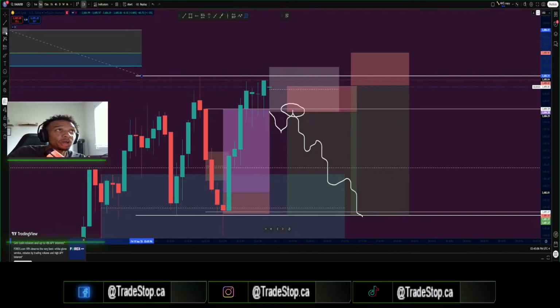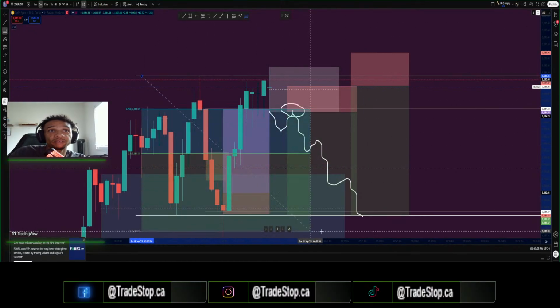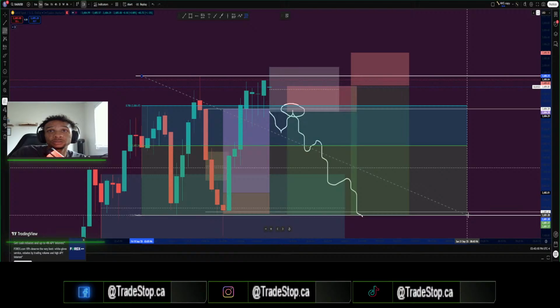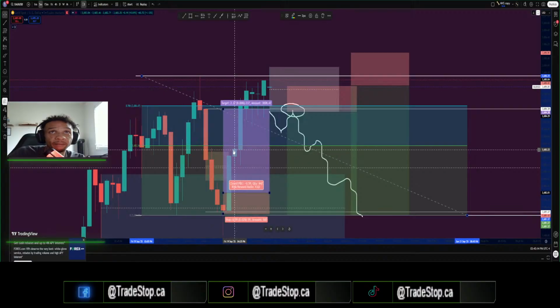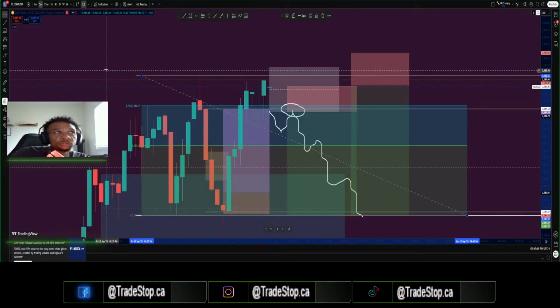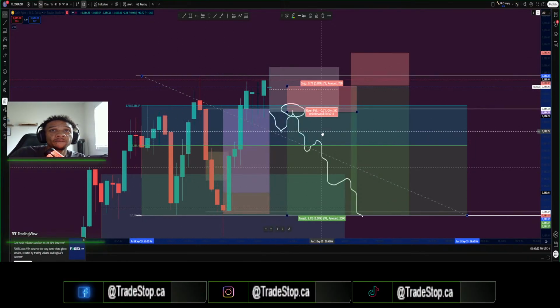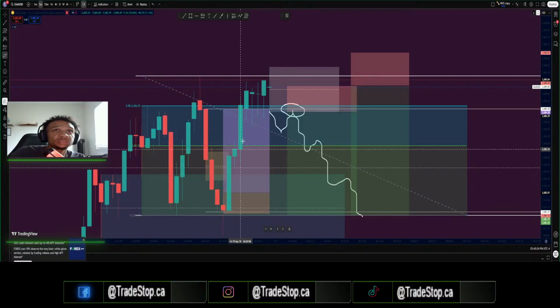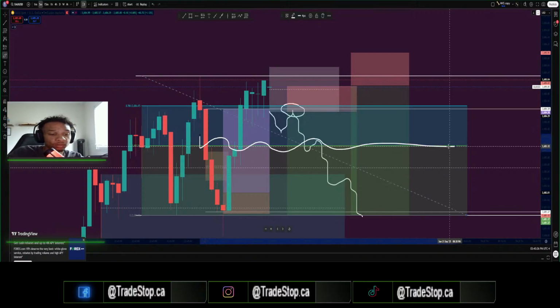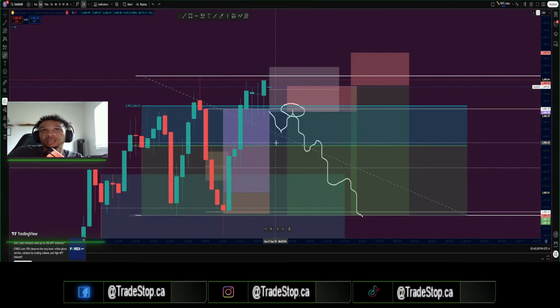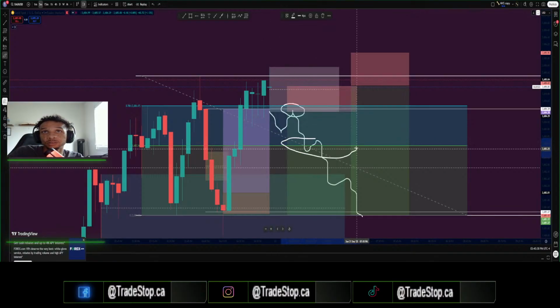You could take your Fibonacci tool and go from the high of the range to the low of the range, and you can get your halfway point of that. You could also just draw a box and then get the middle. Right, that works too. But just halfway, 50%, right? That's where you want to set up your TP1. So TP1 is going to get set here.